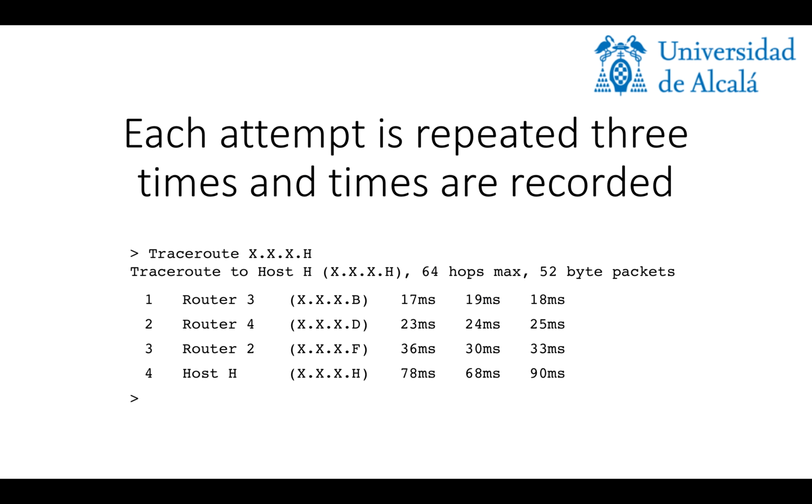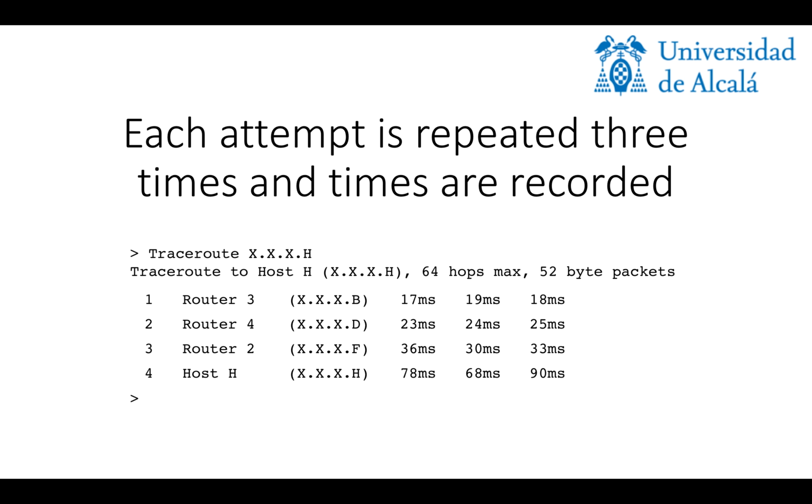From the information in these ICMP packets is how A is able to get information about the route. Actually, each attempt is repeated 3 times, and the times that it takes the packets to go back and forth from source to destination or to an intermediate router and back, these times are recorded.